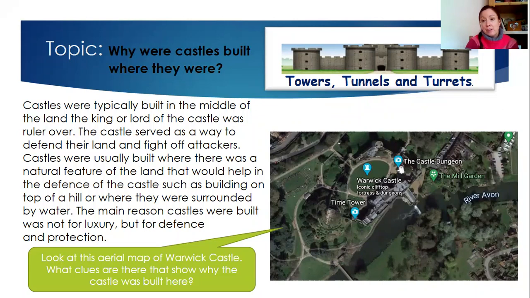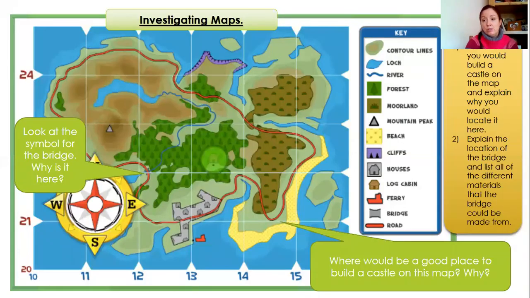So it put it in a very strong position to, first of all, see any attacks that were coming its way, but also to defend itself from anybody trying to attack the castle. Your task then this week is to have a think about those maps and those land features that might have been used when choosing where to locate the castle.